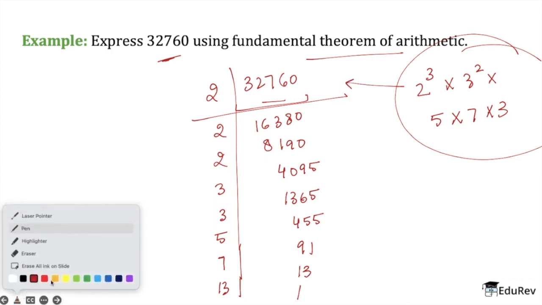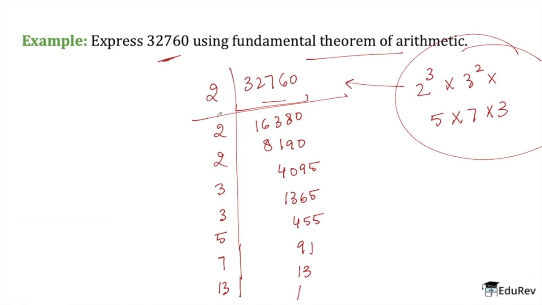Now, some of you might be asking why I wrote 2 to the power 3. 2 to the power 3 means 2 into 2 into 2, correct? And as you can see, there are three 2's. Similarly, 3 to the power 2 means 3 into 3, because there are two 3's. And then 5, 7, and 13. So this is how I am going to express 32760.